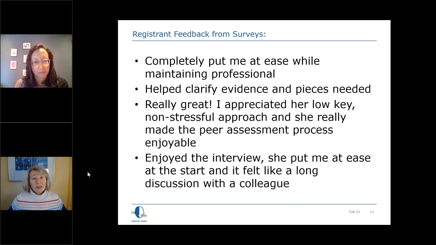And with the emails that you exchange pre-interview, there's lots of opportunity for you to ask them questions as well. You can do that. And really overall, people were appreciating that somebody put you at ease. And sometimes it felt like a long discussion with a colleague, especially the clinical reasoning tool part. This is an opportunity where you can talk about your patients and share with them what happened and why you did what you did.